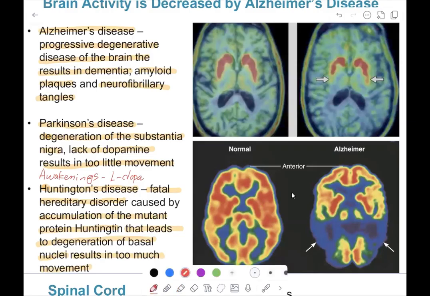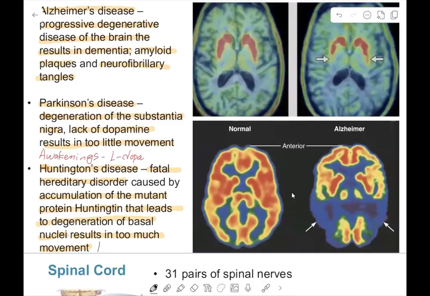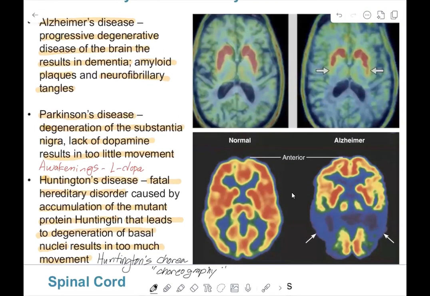So the specific name for Huntington's is called Huntington's chorea, and chorea kind of looks like the word choreography. So somebody with Huntington's is going to have too much movement. So they could have jerky, flapping movements. If they were to try to grab a cup of water that maybe was sitting on a table, chances are they would probably knock it off because of too much movement.